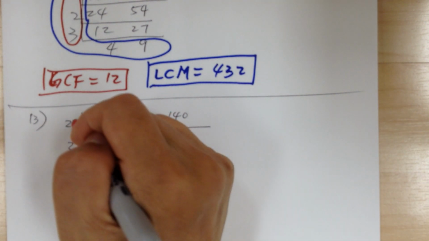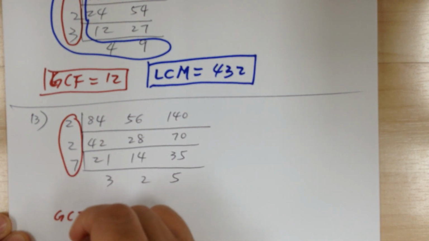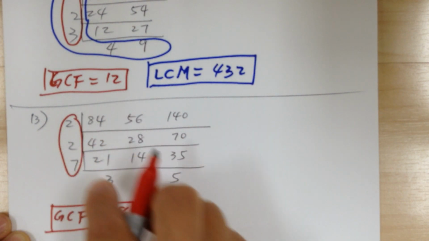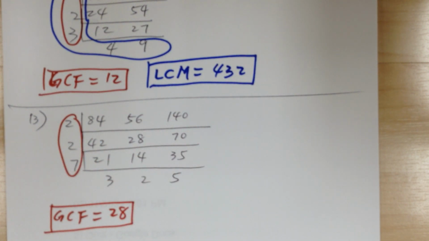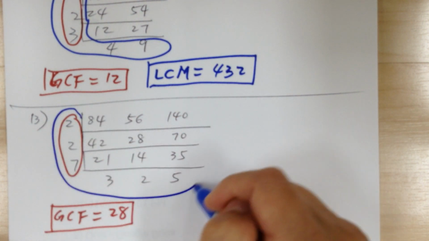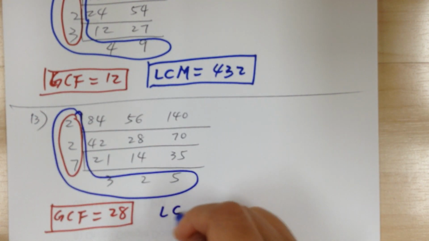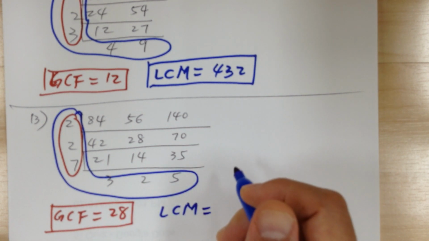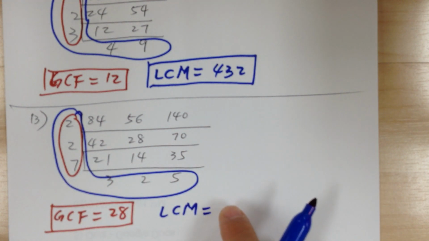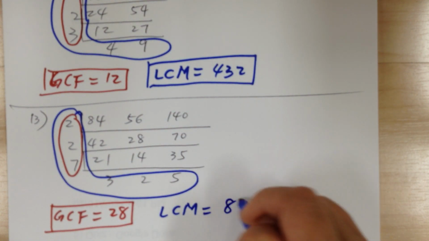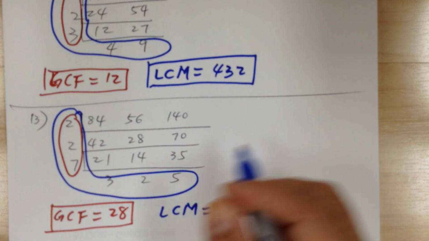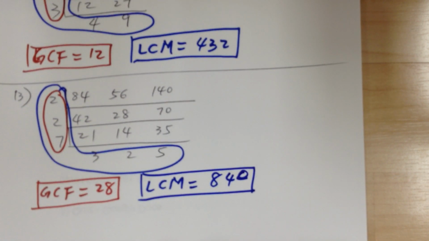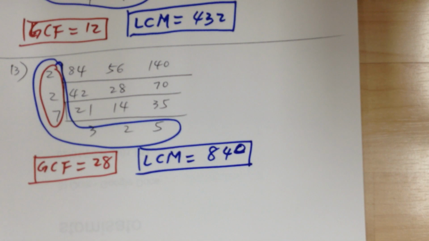Here is your GCF, which equals 28. 2 times 2 times 7 gives you 28. And then your LCM is all of this over here. Now, if this can keep going, you have to keep going. So for the LCM, just multiply this, and this will give you 840. Okay, next one.